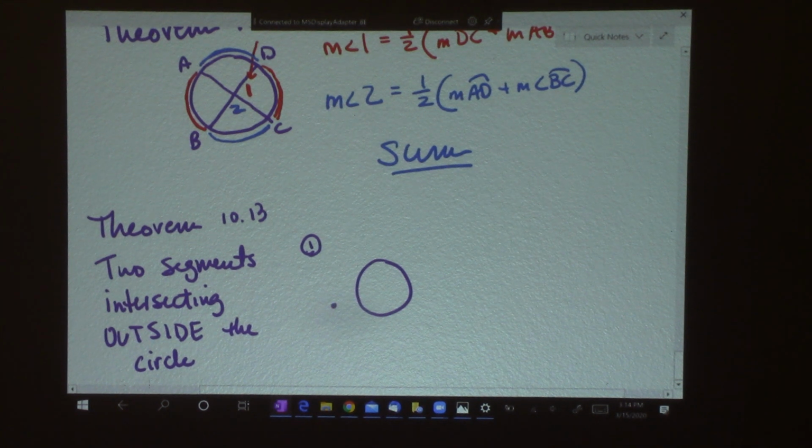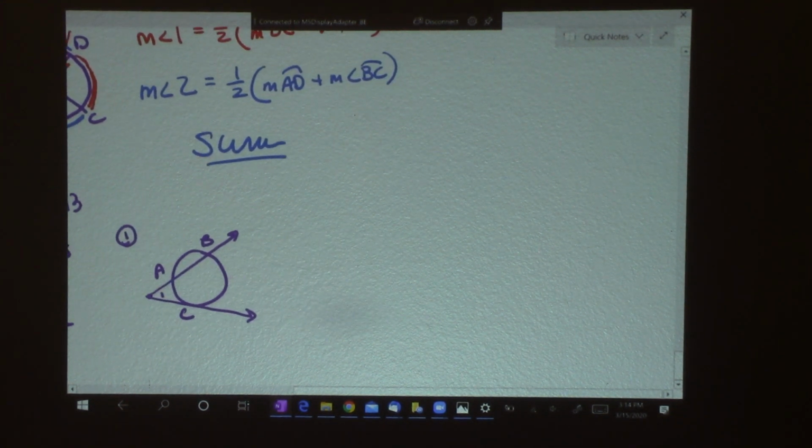You have one segment cutting through the circle, and the other one is tangent. So that's AB. This is angle 1, and this is C. Okay, that's the first situation. Then we have, here's our circle, and we have both segments tangent this time.